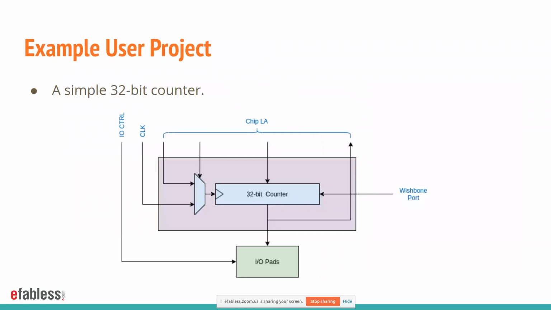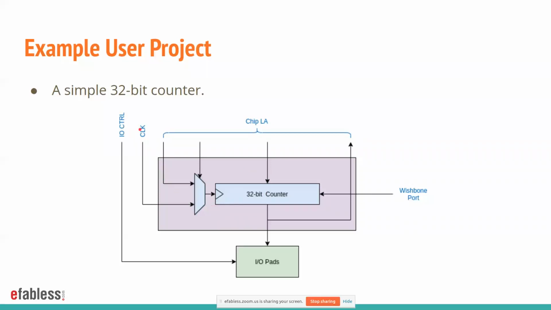So for the example user project, it comes with a very simple example. It is basically a 32-bit count register. We purposely made it simple to showcase how to use the various management area interfaces. So the counter makes use of the GPIO pads. It uses them as output pins to display the current count value. And it also makes use of the wishbone port to read or write from the count register. And it also makes use of the logic analyzer probes to also read or write from the count register.